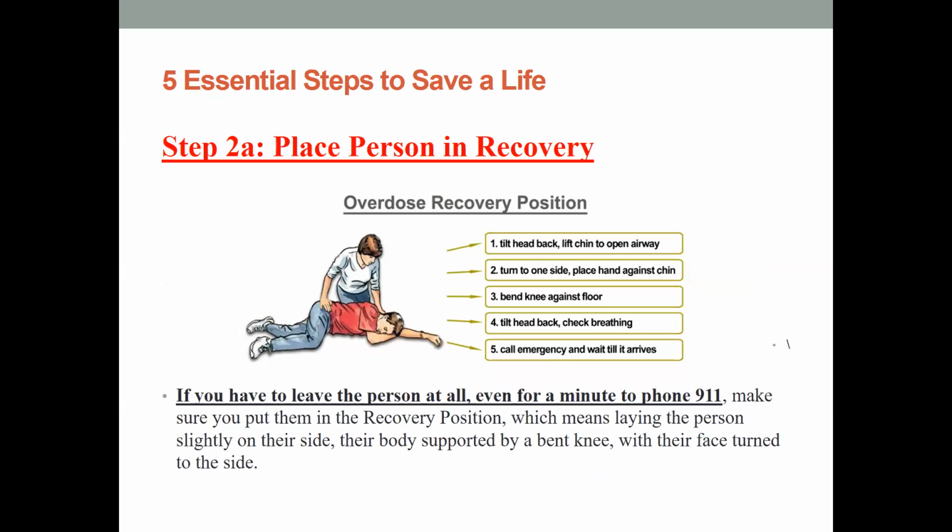As I mentioned, if you, for any reason, have to leave, put the person in a recovery position. Essentially, you're going to get them on their side, but there are some techniques listed here. Tilt their head back, turn to one side, bend their knee against the floor, and just to give them some stabilization. The main reason you want to put them on their side is in case they vomit, and then the risk is that they could aspirate or choke on their own vomit. So never leave a person alone on his or her back if you think they're having an opioid overdose.